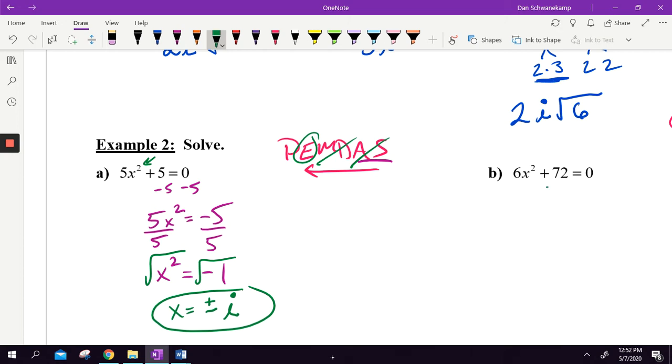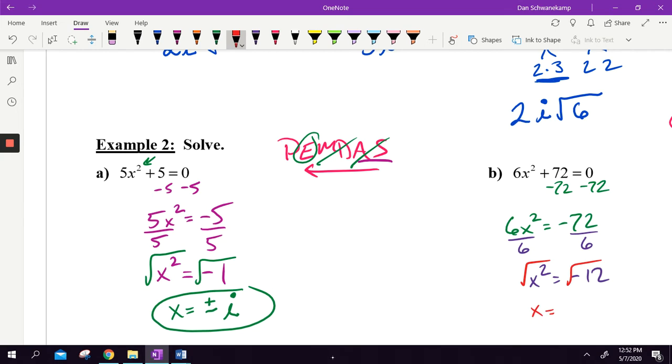Let's do it again. -72, -72, that's a 2. That's a 2. So 6x squared equals -72. Divide by 6, divide by 6. X squared is -12. Then we're going to square root.